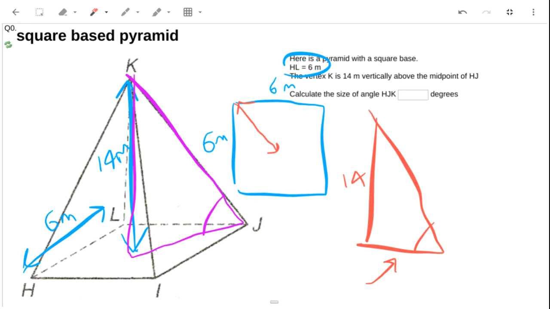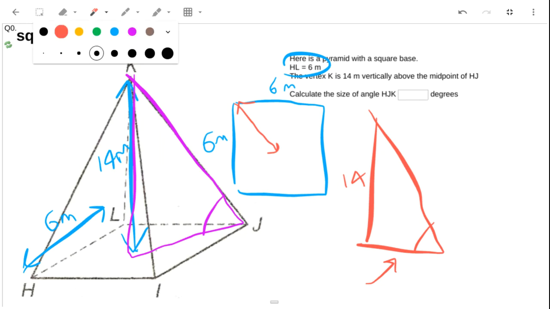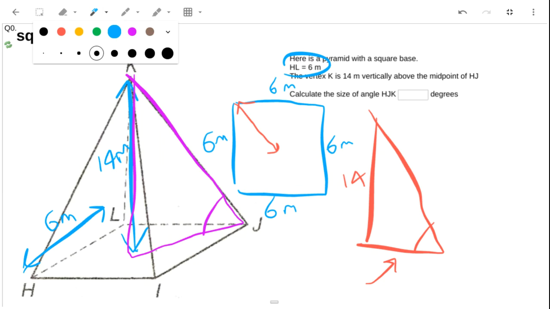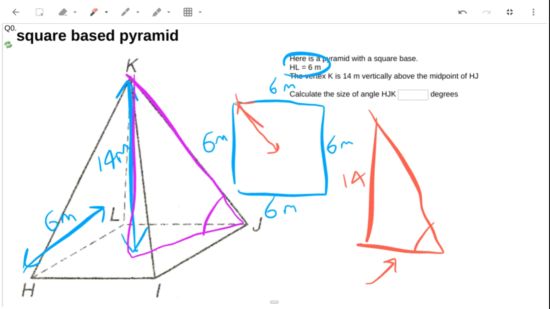Well, I suppose I could use a bit of Pythagoras. I know that I've got 6 meters all the way around. And if I draw a triangle through the center like this, then I've got 6 meters. It's a right angle triangle. Two of the sides are 6, and I'm working out the hypotenuse, and then I need to halve it. So that's what I'm going to do first.